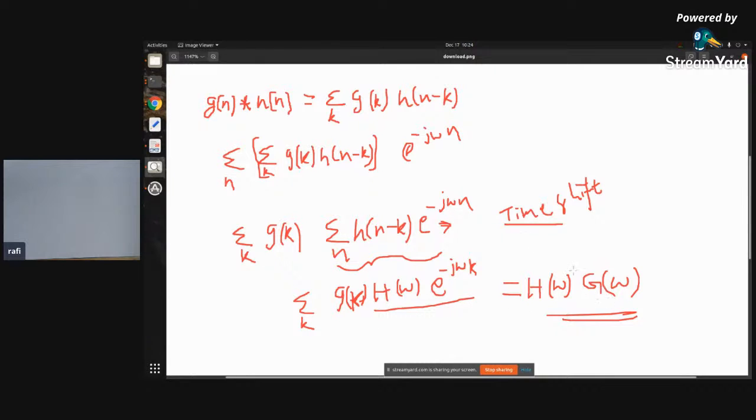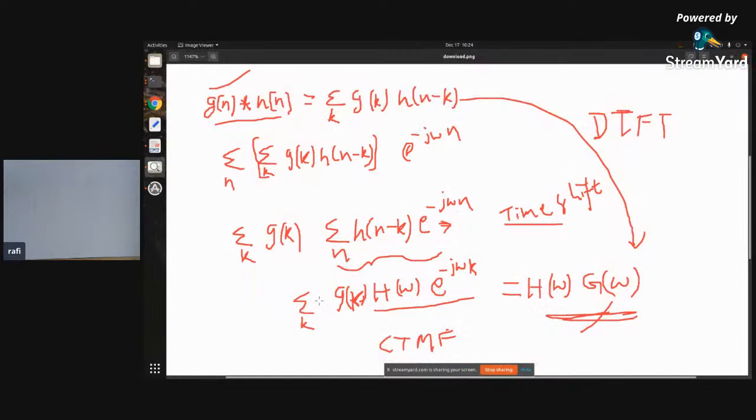So when you convolve two signals, the DTFT of the convolution is a multiplication. Convolution in time results in multiplication in frequency. So convolution in time, multiplication in frequency. That is this property.